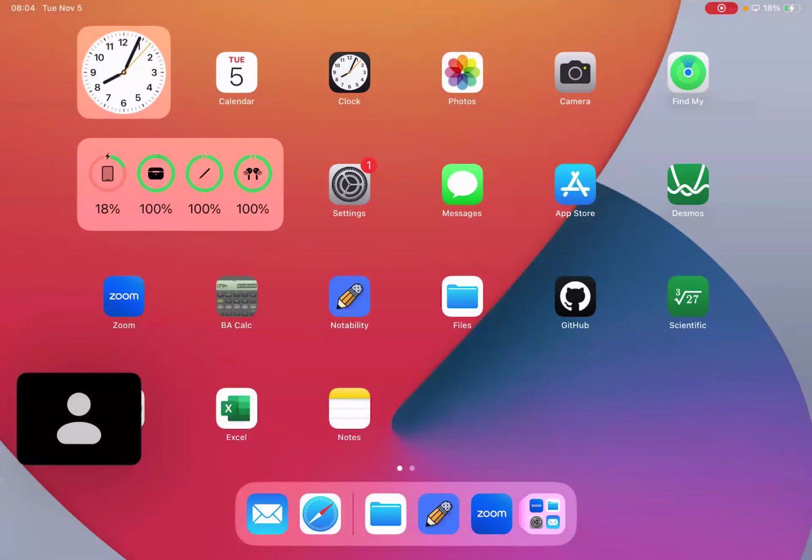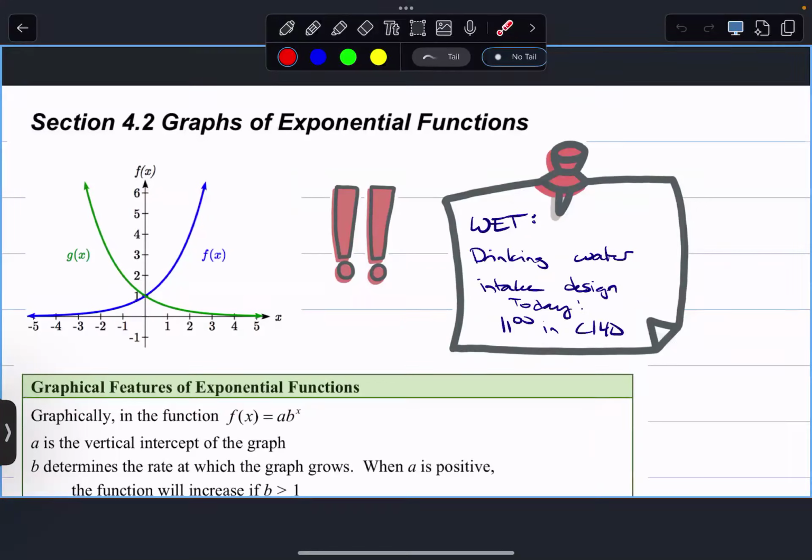Okay, important announcement. Sydney messaged me yesterday and said that both Allison and I forgot to mention that someone is presenting something on drinking water intake design, today at 11 in C140. She did say that half of you have a chemistry lab at that point, so you won't be able to go, but the other half, I don't know. Allison was saying apparently it's pretty important. Someone you would want to talk to.